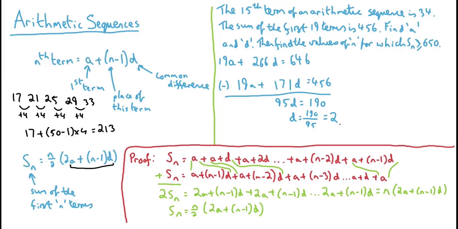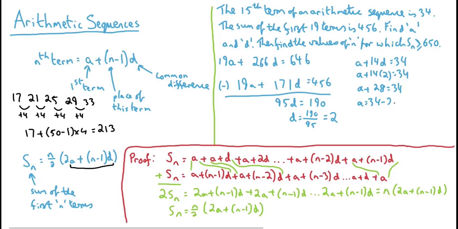Now that we know this 2, we can plug it back into whatever equation we want. I'm actually going to rewrite what we had previously up there, which is a plus 14d equals 34. So d, as we now know, is 2. So 14 times 2, which is 28. So a plus 28 equals 34. A equals 34 minus 28, which is going to be 6. So we now know our a is 6 and our d is 2. We would have got the same values if we'd made the d's the same previously as well.